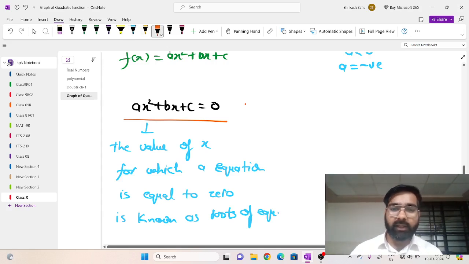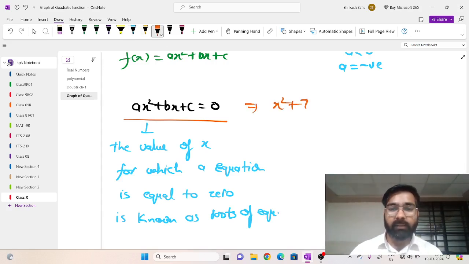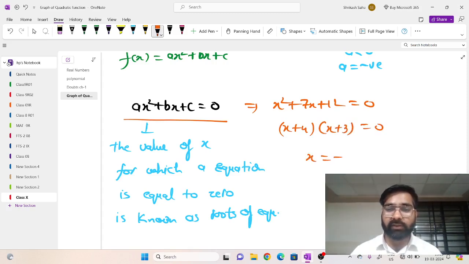Suppose here we take an example, x² + 7x + 12. If we factorize, we get (x + 4) and (x + 3). So if we put x = -4 or x = -3, these two values of x are known as roots of the equation.